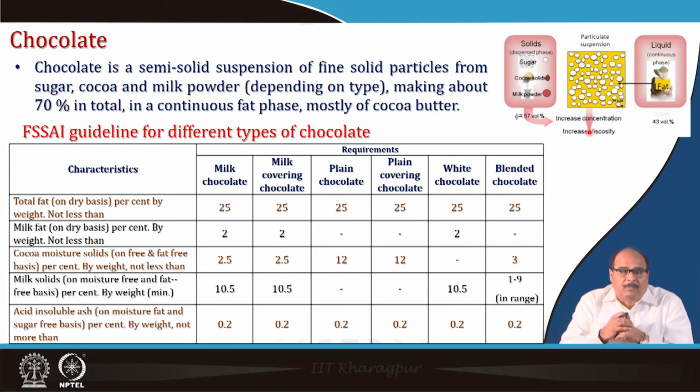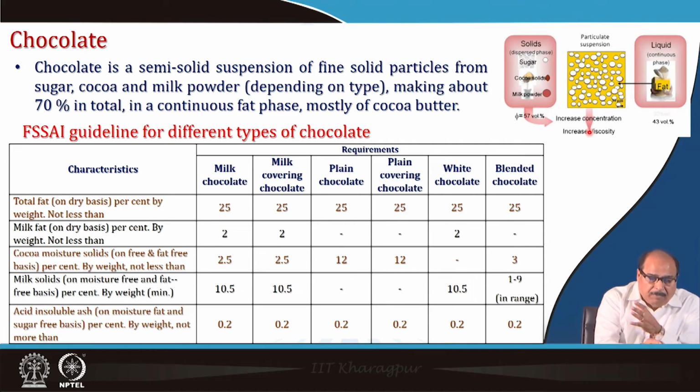Then we will now come to the chocolate manufacturing. We have now cocoa powder, we have got the cocoa butter. Now this butter is made for making chocolate. Chocolate is a semi-solid suspension of fine solid particles from sugar, cocoa mass, cocoa butter and milk powder depending upon the type, making about 70% in total in a continuous fat phase mostly of the cocoa butter.